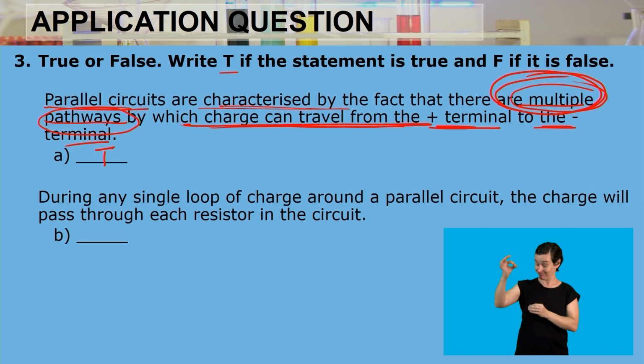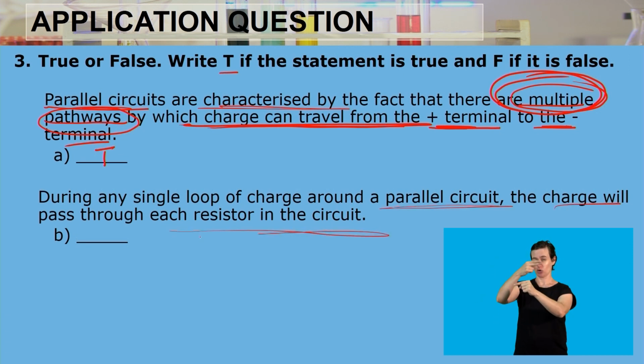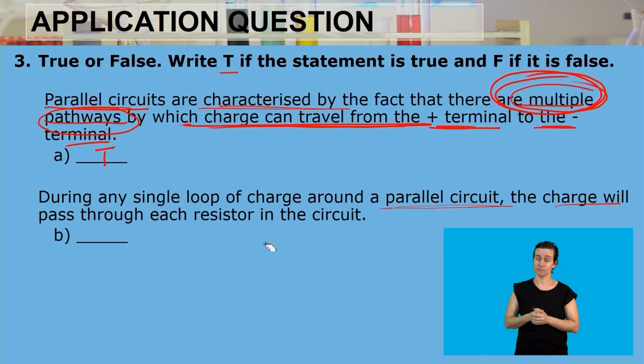the circuit. So, as your charge is moving from one point to the other, during any single loop of charge around a parallel circuit, the charge will pass through each resistor in a circuit. So as the charge is moving from the terminals, from the battery, throughout the entire circuit, at a particular point, the charge has to divide so that it can travel through each of the resistors, provided that the entire circuit is closed. However, should the circuit be open, in that branch where the circuit is open, there won't be any flow of charge. But if the circuit is closed, therefore, the charge is going to pass through each resistor in a circuit. So therefore, this makes the statement true.